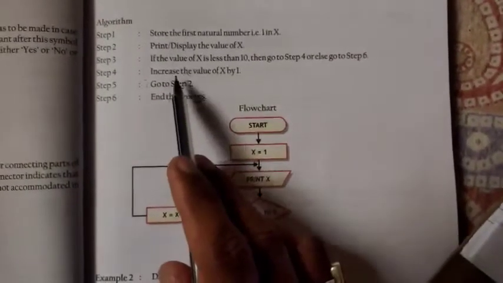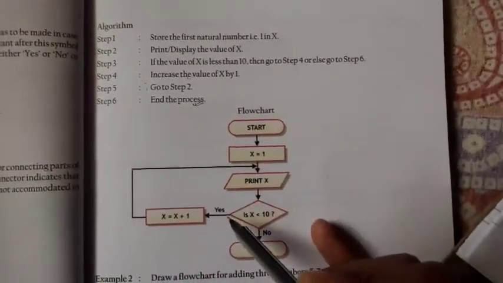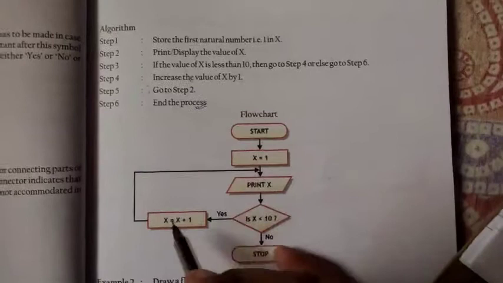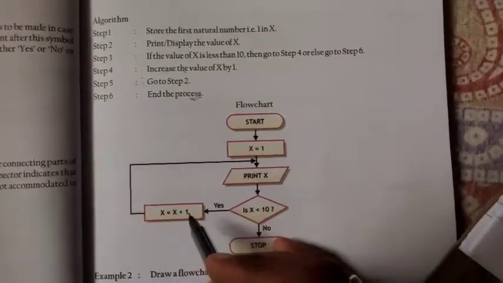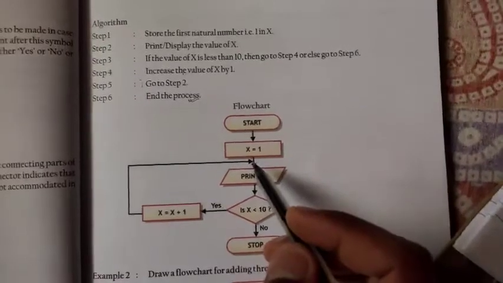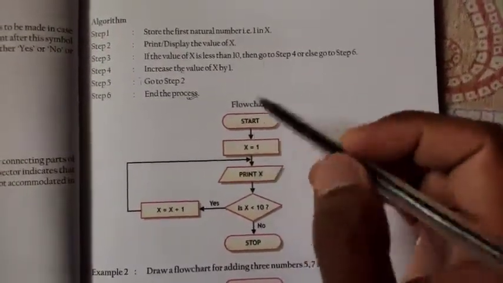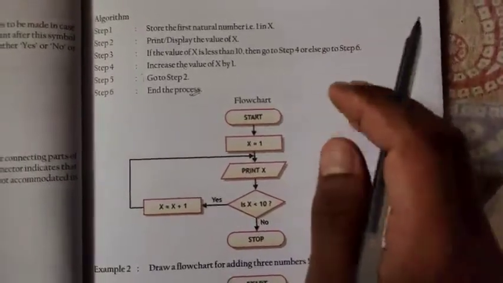Step 4 was increase the value of x by 1. It is less than 10, so we move to step 4, and we have increased the value of x by 1. Then go to step 2, we have moved to step 2, and then we end the process. This is the flow chart according to this algorithm.